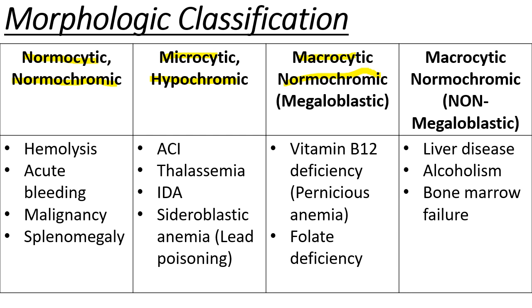The same applies to this part of classification. Okay, bakit walang hyperchromic? Okay, the only hyperchromic anemia is the hereditary spherocytosis. Nadi-discuss naman natin later on, no? Wala nang ibang hyperchromic anemia aside from the spherocytosis condition.